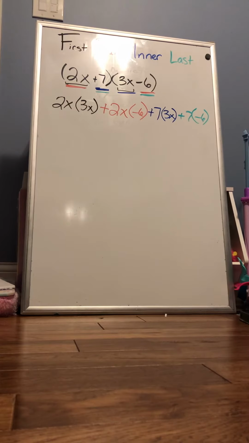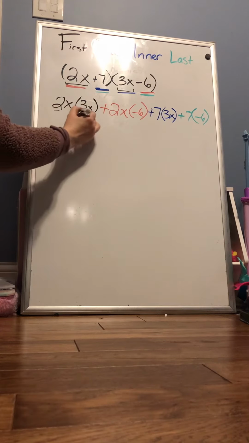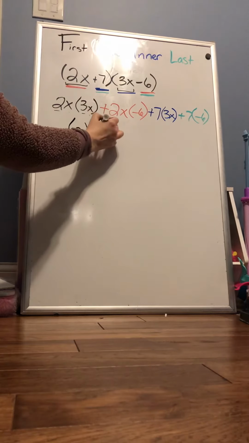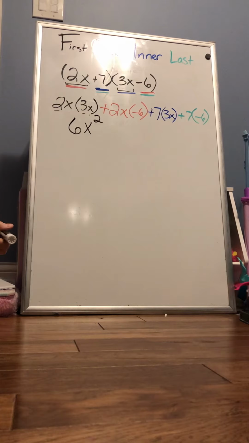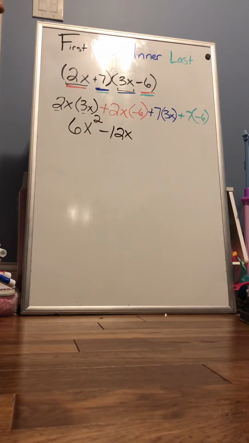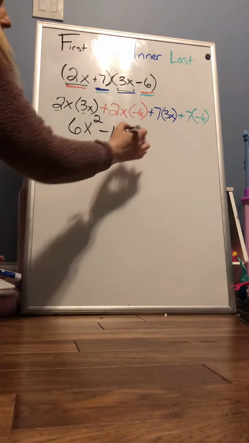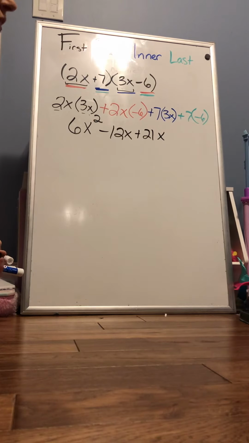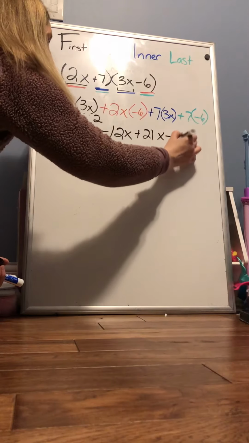So now you're going to go ahead and multiply each pair of numbers that you see there. I'm just going to use black now. We have 2 times 3, which is your 6. Remember, an x times an x gives you x squared. Positive 2x times negative 6 gives you that negative 12x. Positive 7 times positive 3 is going to be a positive 21x. And then positive 7 times negative 6 is a negative 42.